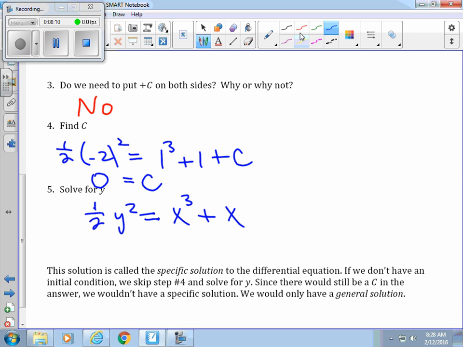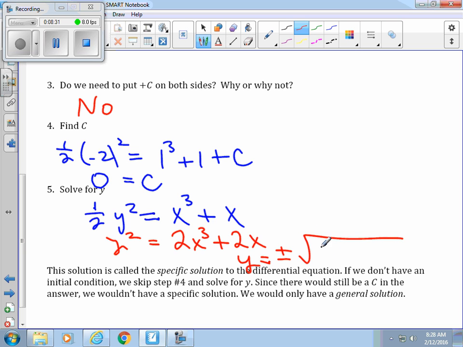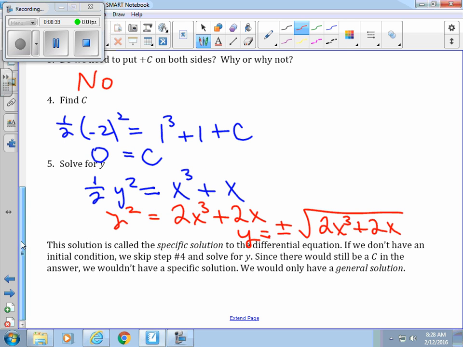Last step is to solve for y. So I'm going to multiply by 2 and take the square root. Anytime you take a square root, you get a plus or minus. However, would you agree that's two different functions? There is only one solution to a specific differential equation through a point.